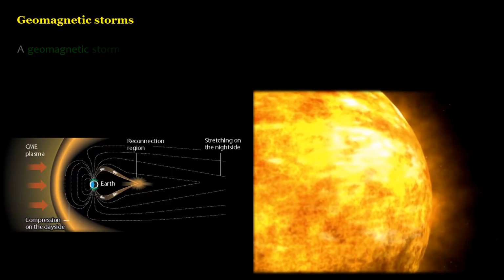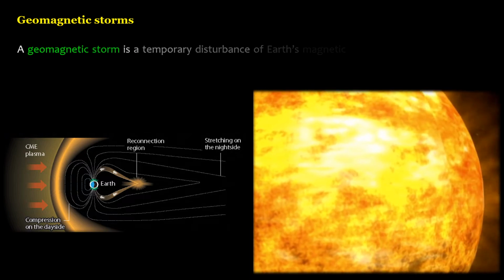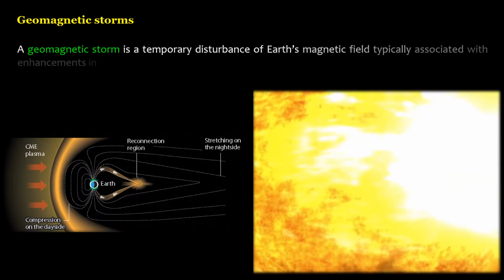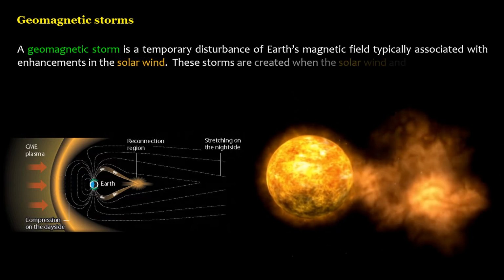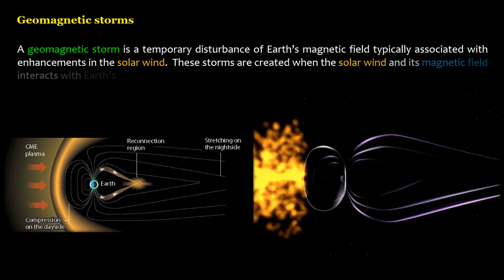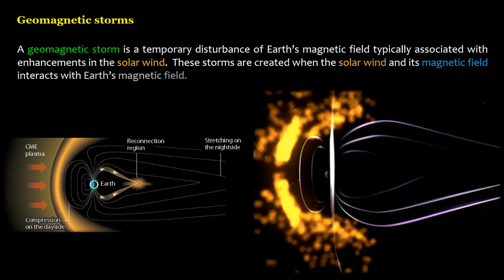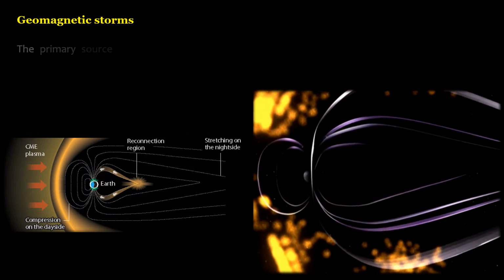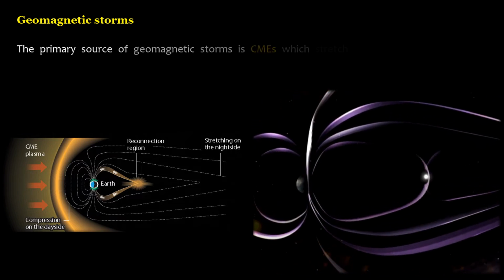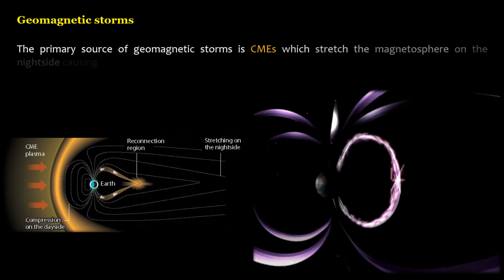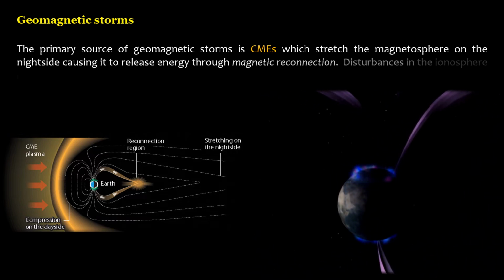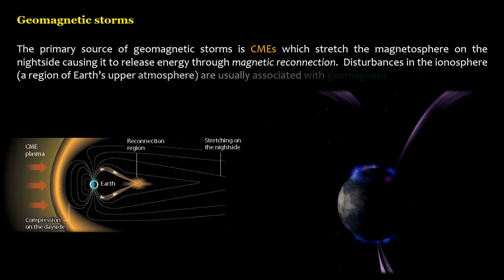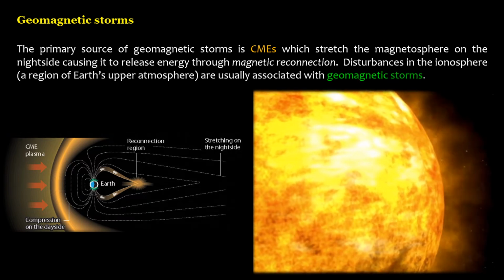A geomagnetic storm is a temporary disturbance of Earth's magnetic field typically associated with enhancements in the solar wind. These storms are created when the solar wind and its magnetic field interacts with Earth's magnetic field. The primary source of geomagnetic storms is CMEs, which stretch the magnetosphere on the night side, causing it to release energy through magnetic reconnection. Disturbances in the ionosphere, a region of Earth's upper atmosphere, are usually associated with geomagnetic storms.